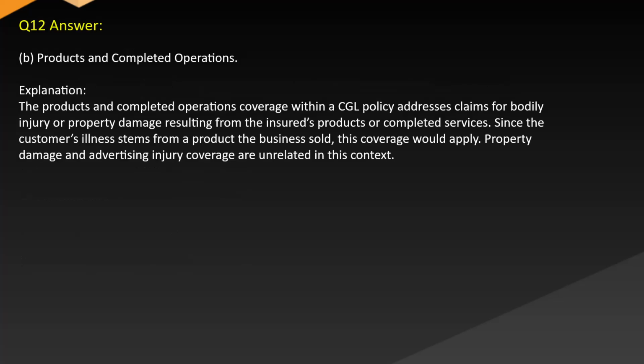Answer B. Products and completed operations. Explanation. The products and completed operations coverage within a CGL policy addresses claims for bodily injury or property damage resulting from the insured's products or completed services. Since the customer's illness stems from a product the business sold, this coverage would apply. Property damage and advertising injury coverage are unrelated in this context.